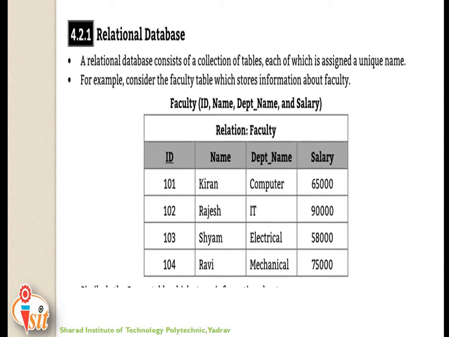Now, how the salary varies as per the person: salary of Kiran is 65,000, Rajesh's salary is 90,000, Sham's salary is 58,000 and Ravi's salary is 75,000. This is all about the relational database. This table is a relational database example.